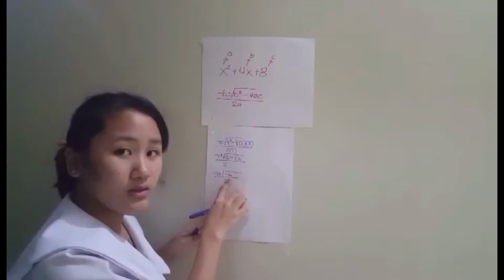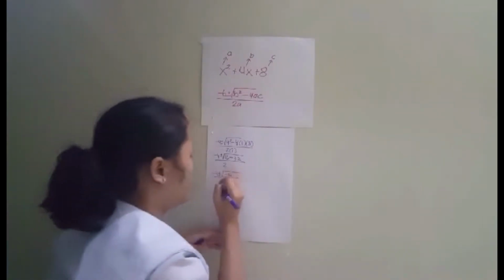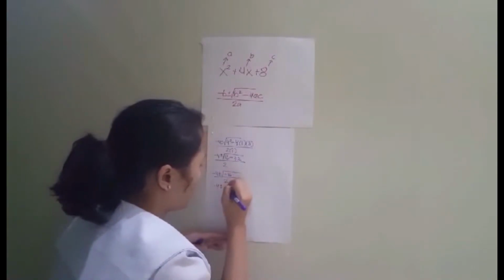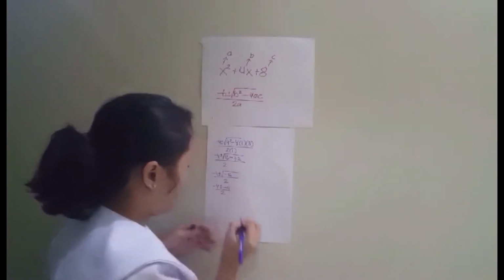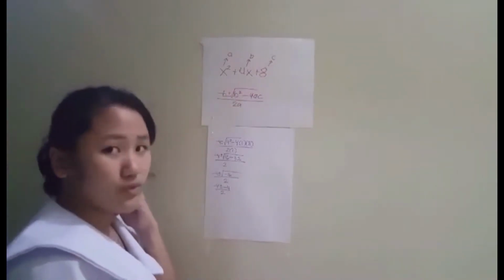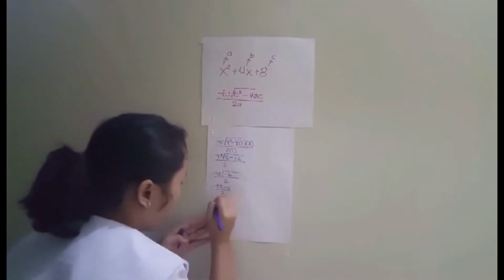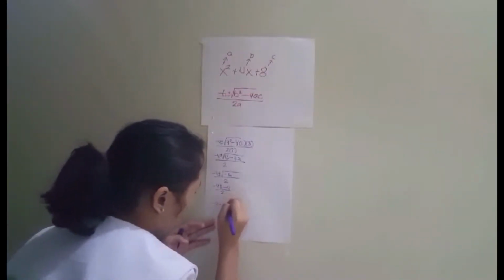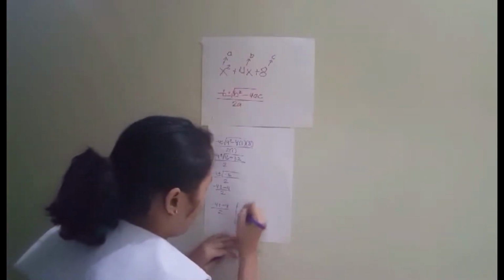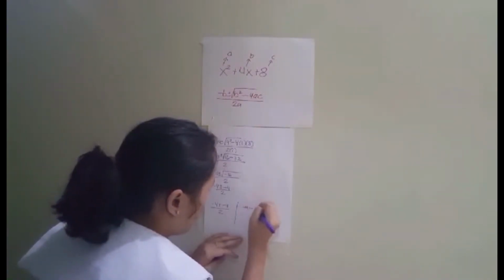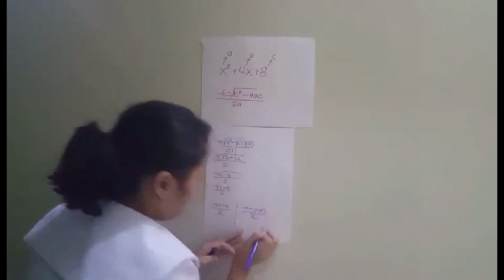So what is the square root of 16? The square root of 16 is 4. So negative 4 plus minus 4 over 2. So there will be two outcomes since it is plus and minus. So negative 4 plus 4 over 2, and negative 4 minus 4 over 2.